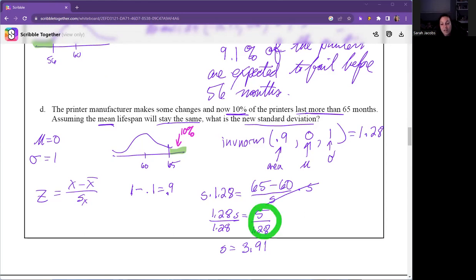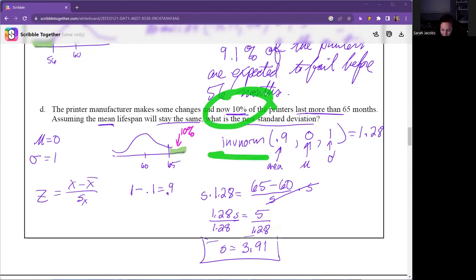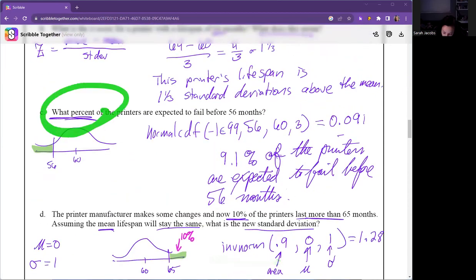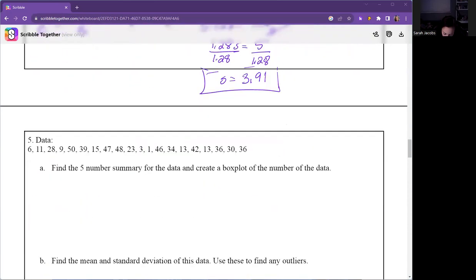Now, you could do 5 divided by the last thing your calculator put in rather than rounding it. If you're going to round, go several decimal places out. The AP Stats test isn't super picky about rounding, but it is possible to round too aggressively and too early. All right, so there's our new standard deviation. Again, we have a percent, so we used inverse norm. Up here, we wanted a percent, so we used normal CDF. Cool.